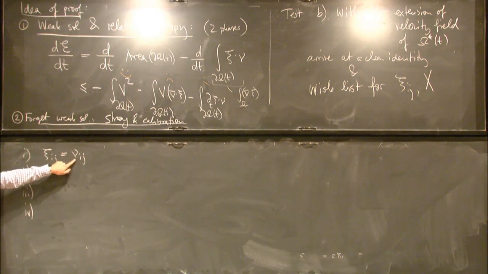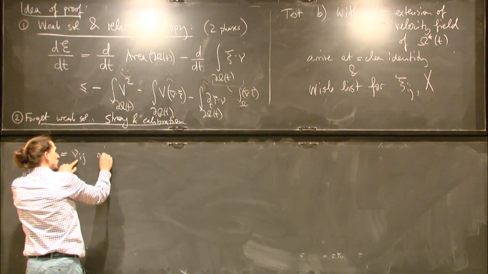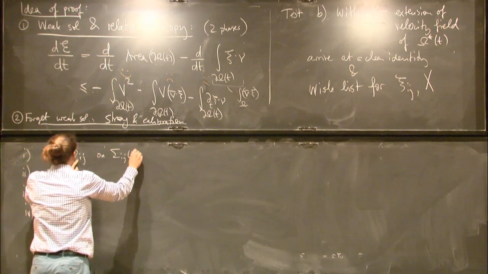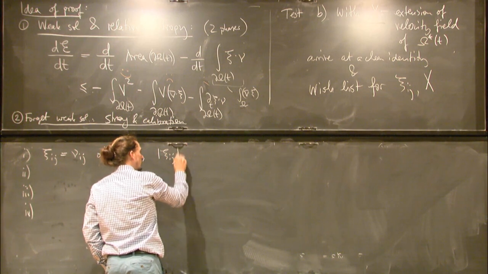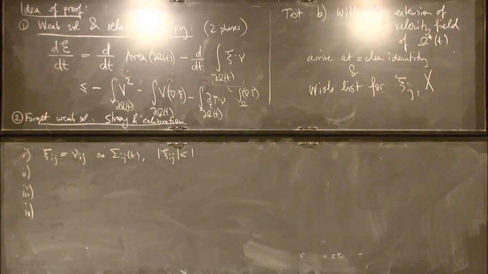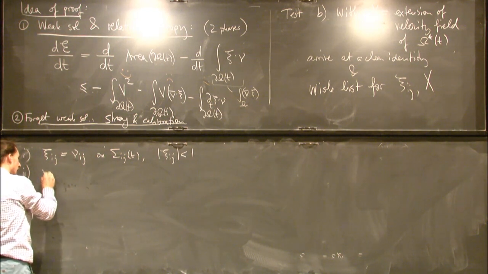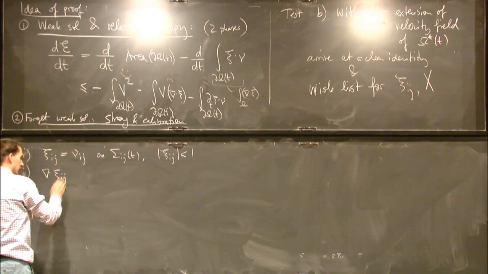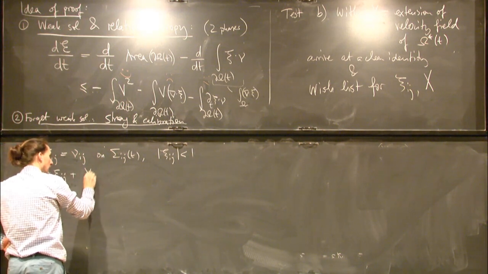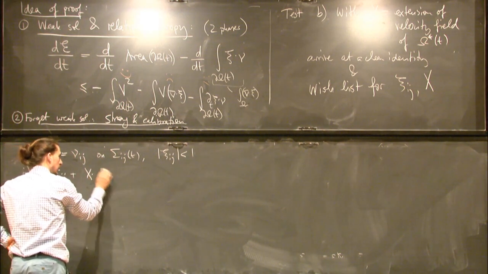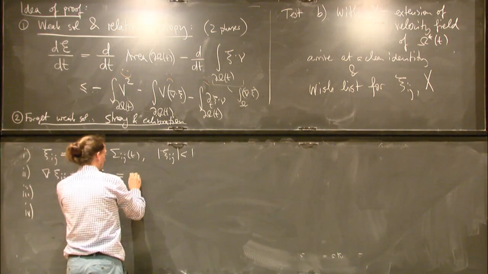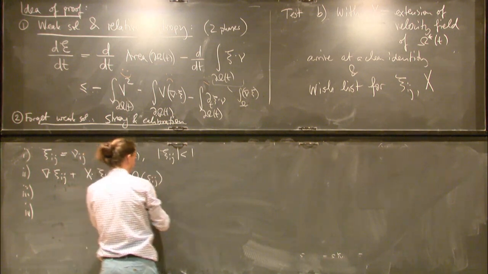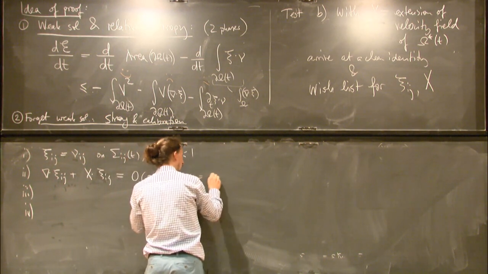So on the strong solution, this should be just the normal vector field, and then it should be extended such that the modulus is going to be less than one outside. And I would like to have that the divergence of these guys should be small, so it should be O of Sij. Sij is the signed distance function.